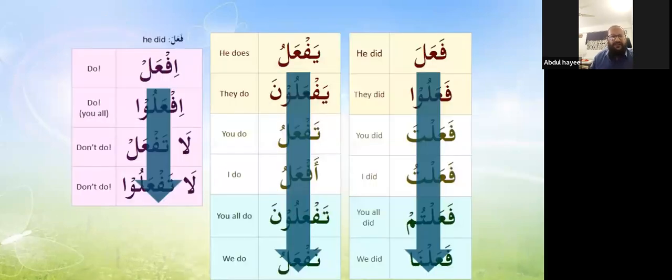Now, see, there are 3 tables. And there are 3 arrows. What does it mean? Look, first table, the written word is fa'ala, then there is an arrow. It means if you know the fa'ala, you can do the whole table.